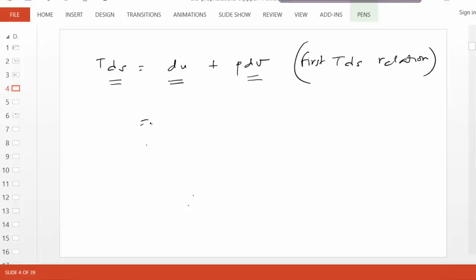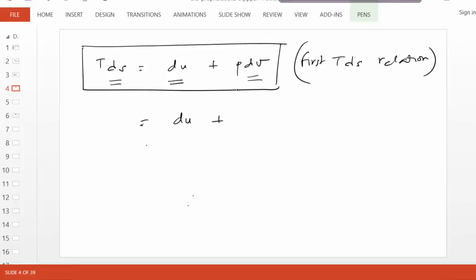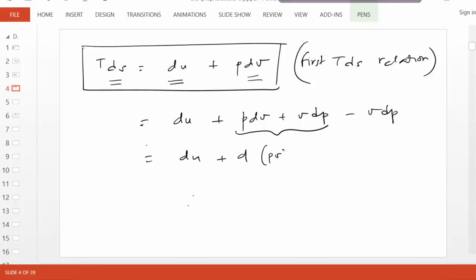If we manipulate this a little bit, suppose we write this as dH, so this is our first relationship. If we write it as du plus PdV plus VdP minus VdP, plus and minus the same quantity, then we use the product rule here. It becomes d of PV minus VdP, then it becomes d of (U plus PV), and that's nothing but enthalpy.